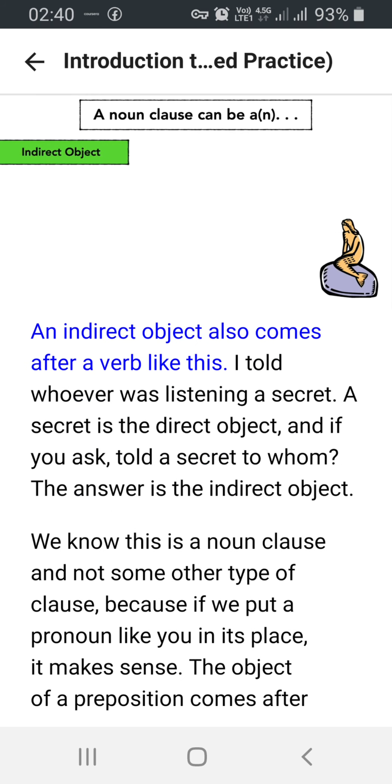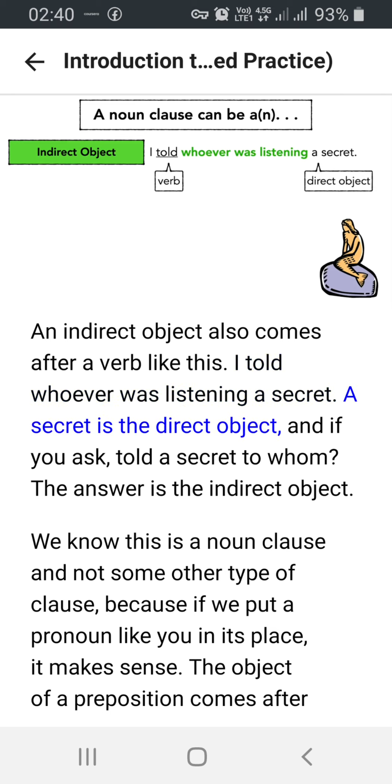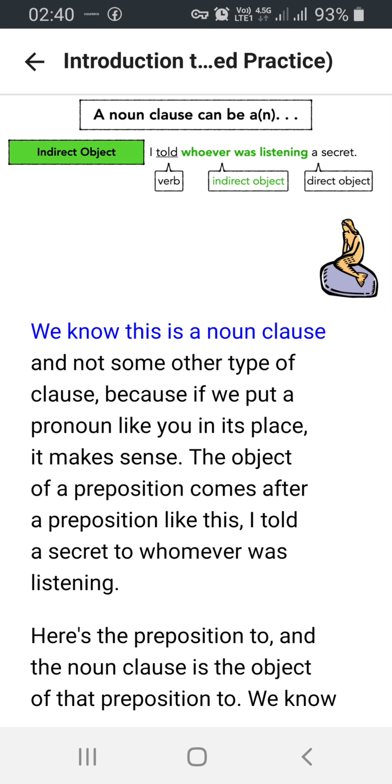An indirect object also comes after a verb like this. I told whoever was listening a secret. A secret is the direct object, and if you ask, told a secret to whom? The answer is the indirect object. We know this is a noun clause and not some other type of clause because if we put a pronoun like you in its place, it makes sense.